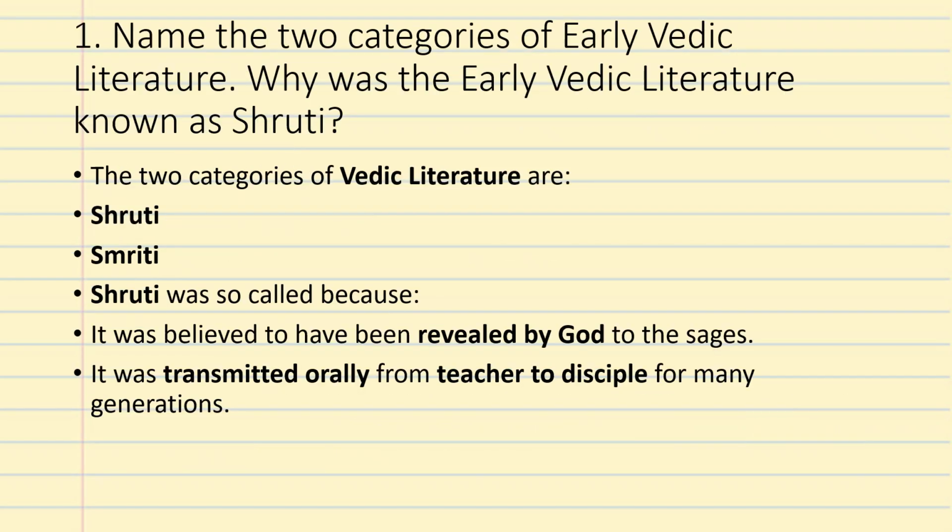Name the two categories of early Vedic literature. Why was the early Vedic literature known as Shruti? The two categories of Vedic literature are Shruti and Smriti. Shruti is so called because it was believed to have been revealed by God to the sages.